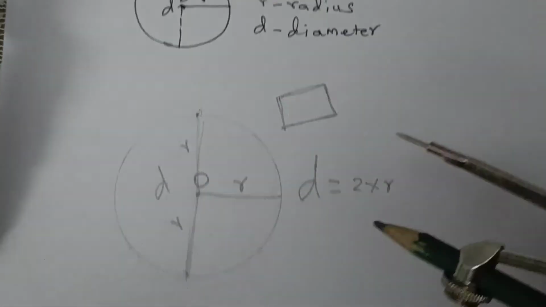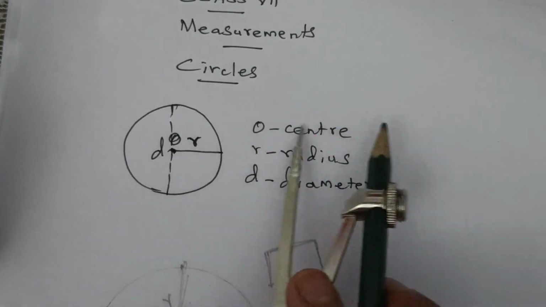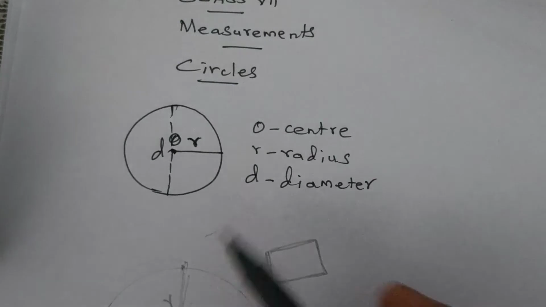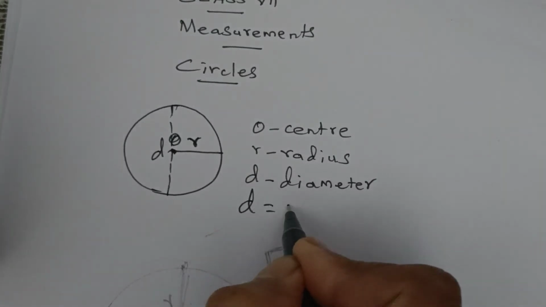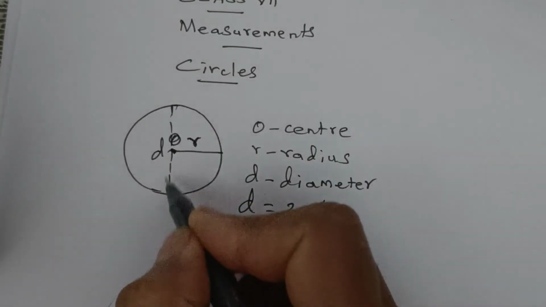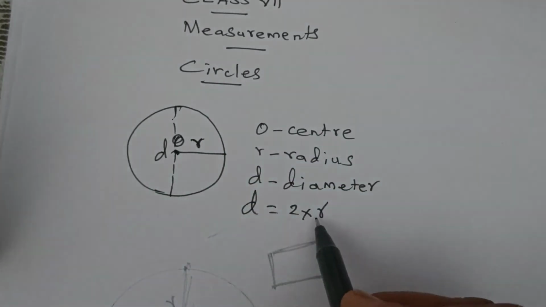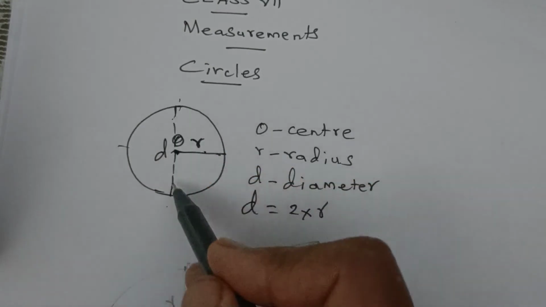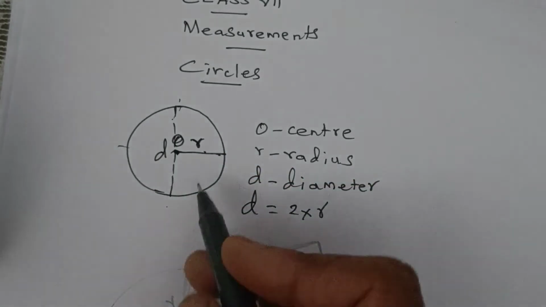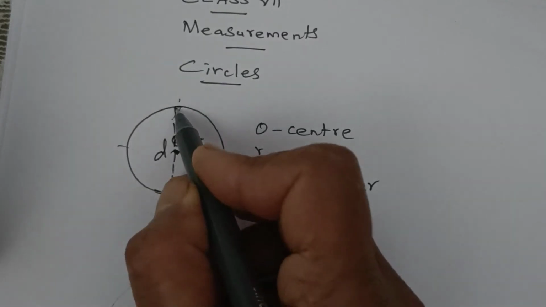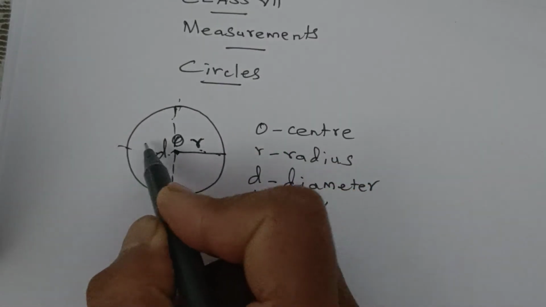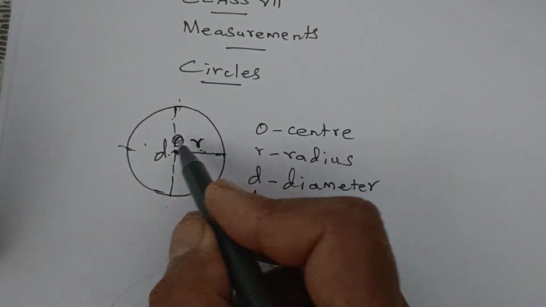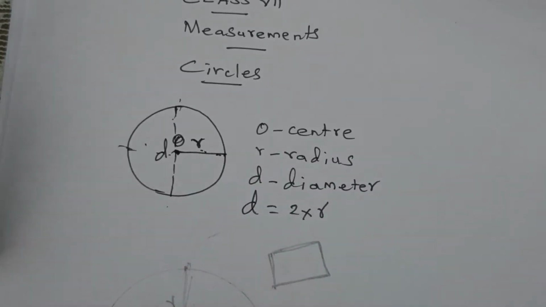So we'll write all these parts. O is the center and R is the radius of the circle and D is the diameter of the circle, and the diameter D is equal to 2 times R. In one diameter we have 2 radii and radius is half of diameter. This radius is half of the diameter and the diameter is 2 times the radius. So for example, if the radius is 5 centimeter, then the diameter is 5 plus 5, 10. If the diameter is 12 centimeter, then the radius is half of the diameter, which is 6 centimeter.